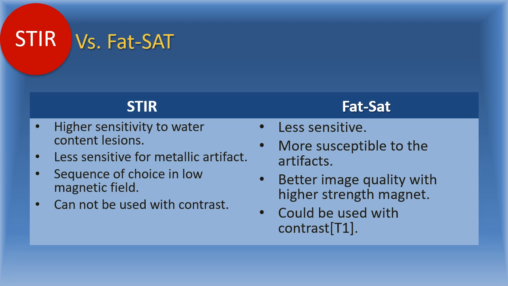Also, it's a sequence of choice in low magnetic field. So if you have two machines, 1.5 Tesla and 3 Tesla, you prefer to use a STIR sequence on the 1.5 Tesla, where it will be more sensitive. One of the major disadvantages of the STIR sequence is that it can't be used with contrast studies. Why? Because simply it will suppress all the signal coming from the gadolinium, so the image appears as if there is no contrast. But one of the major advantages of the fat set technique is that it can be used with contrast studies.